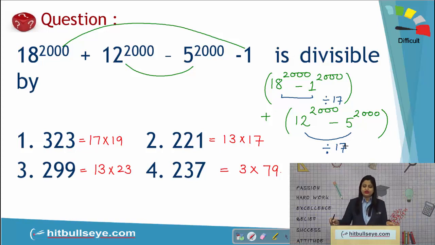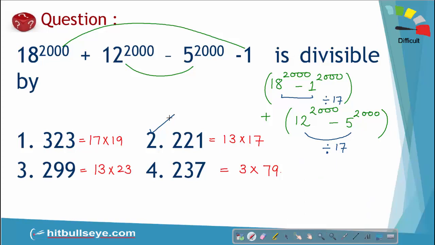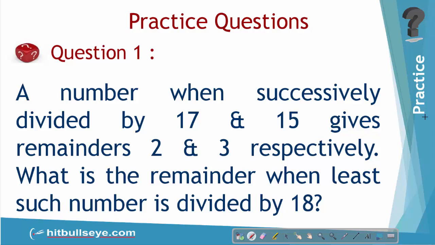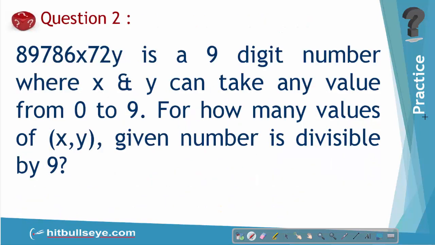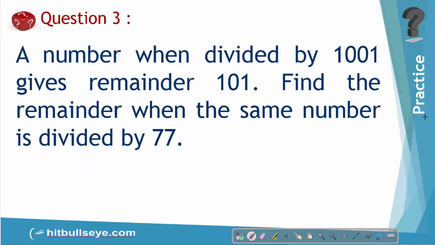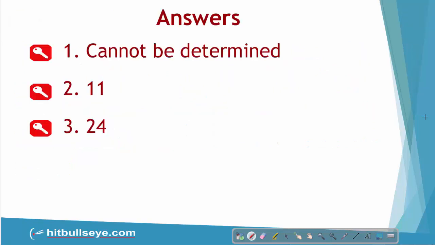So we have concluded that the complete expression, the term given in the question, is divisible by 13 as well as 17. That's why the second option is the answer in this case. I think this question is clear now. The concept is clear. Let us move to practice questions. Now there are some practice questions. And this is the answer key.